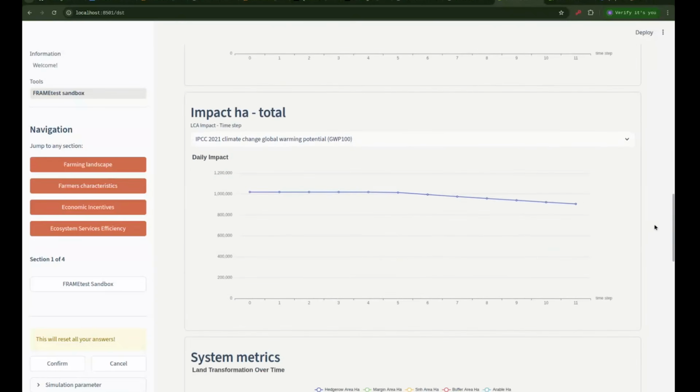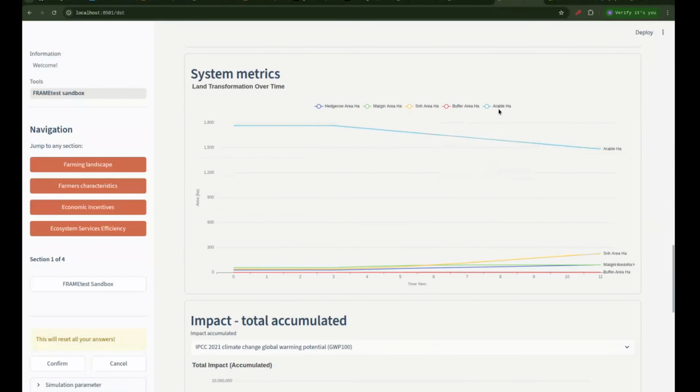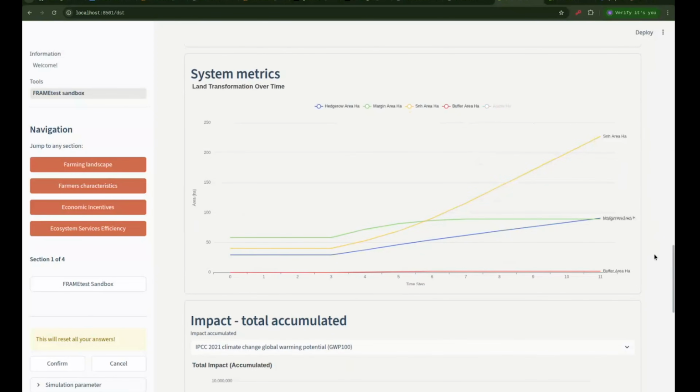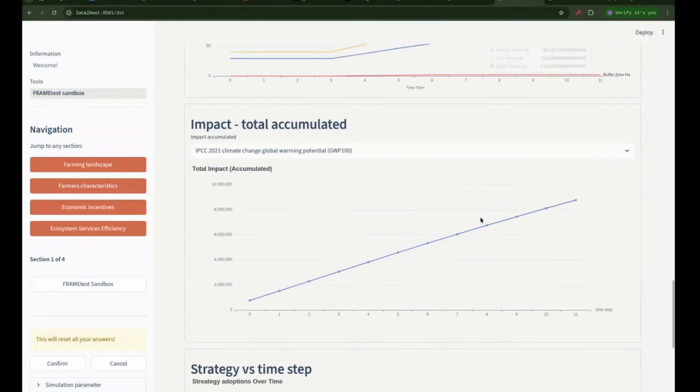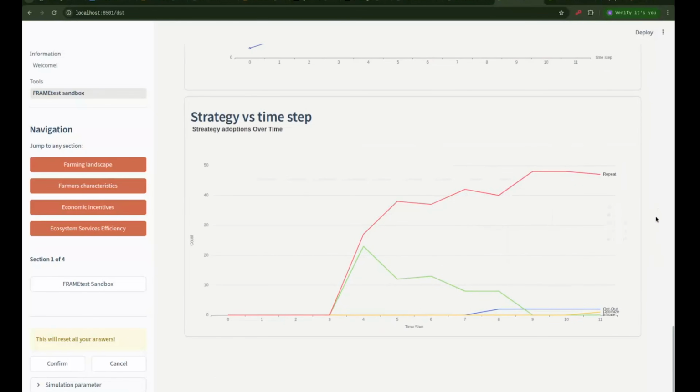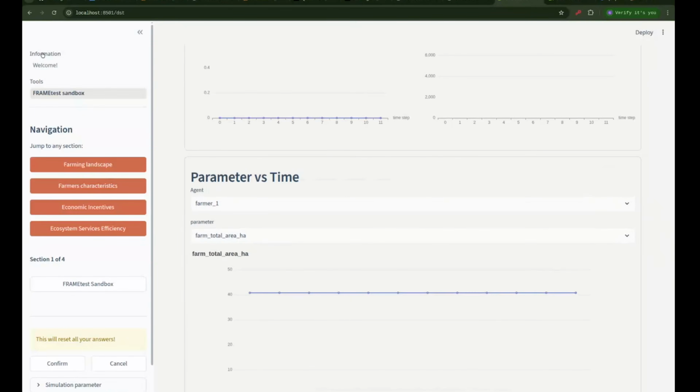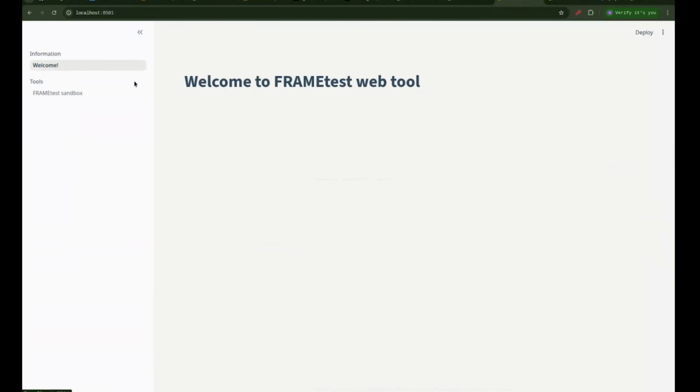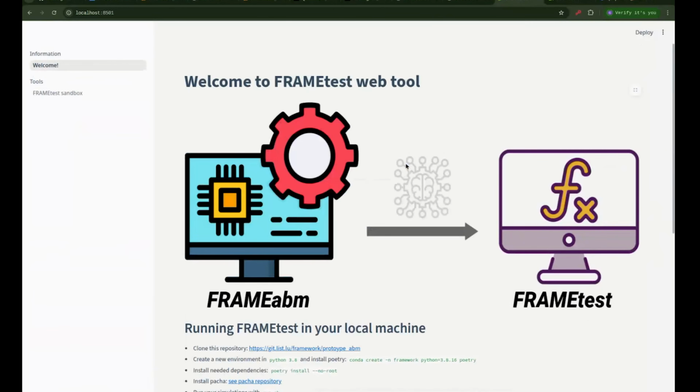And the important thing here is that we can also see, in this simulation, what is the land substitution dynamic. We also provide graphics to understand how the strategy transition, or the strategy changes, happened during the simulation. So in a nutshell, to close, this is FrameTest. Claudio, I think we can go back to the slides so I can talk. No, okay, I'm going to close this first and then we'll go back to the slides.